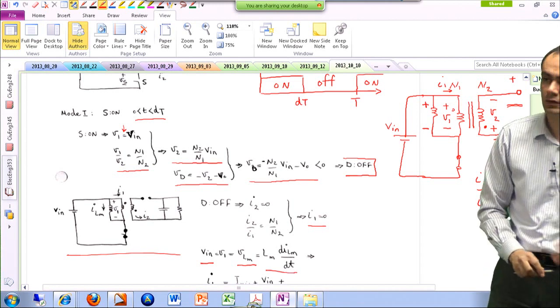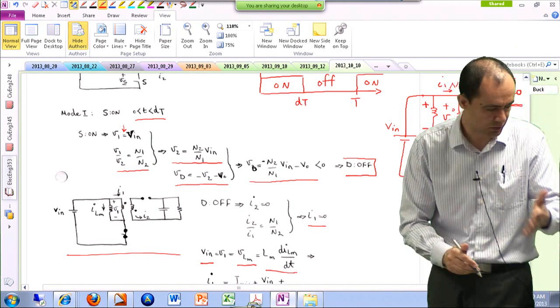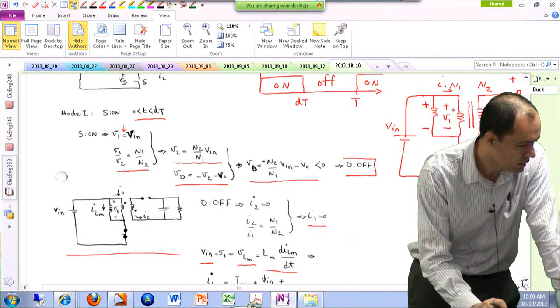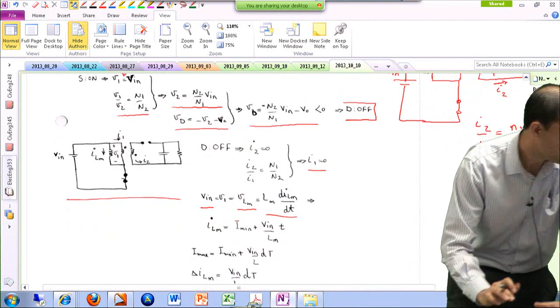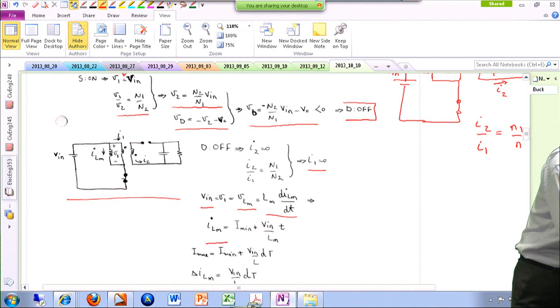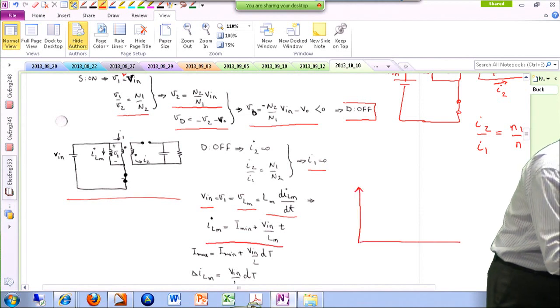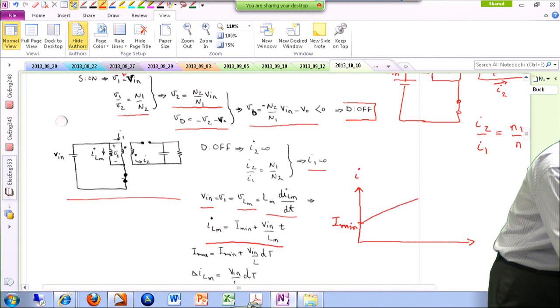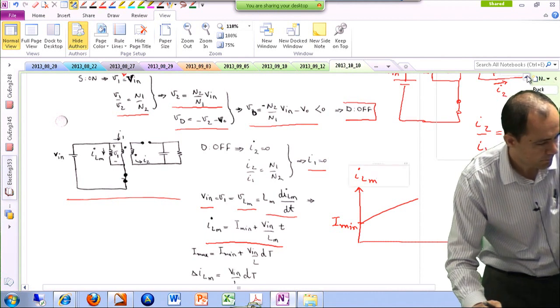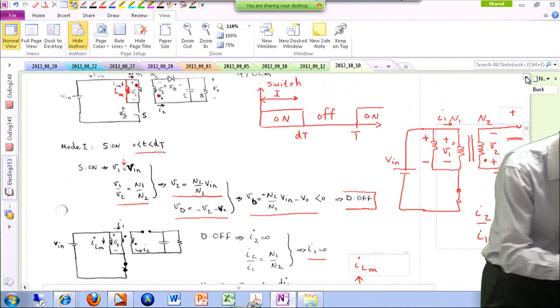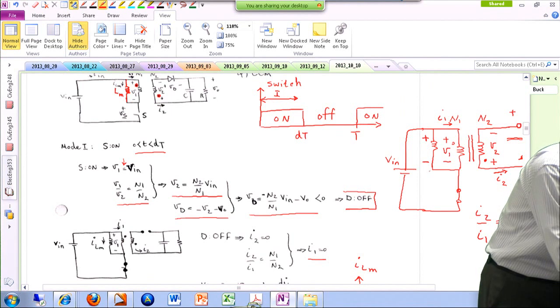For any inductor, the voltage of an inductor is the value of the inductor times the derivative of its current. So you can easily write an equation for the magnetizing inductor current. So it starts from some, and by the way, this is in continuous conduction mode, so it is starting at some minimum value and just ramping up. Okay, ILM, which is this current.